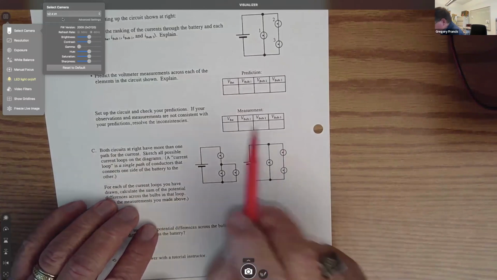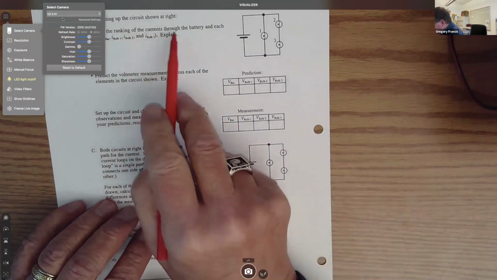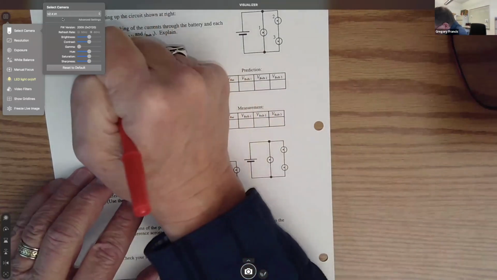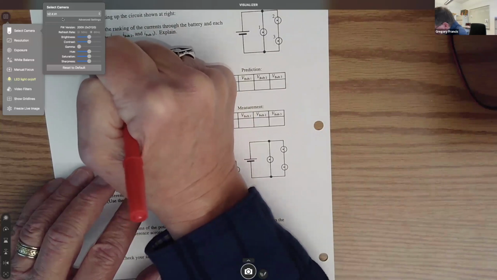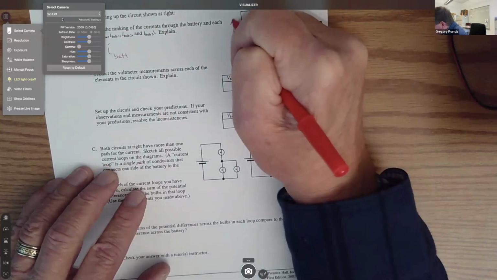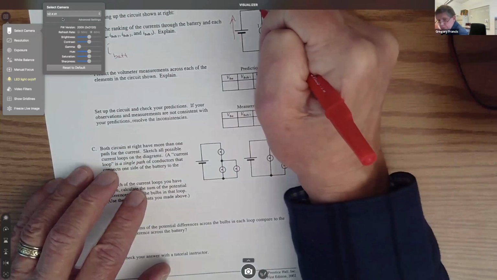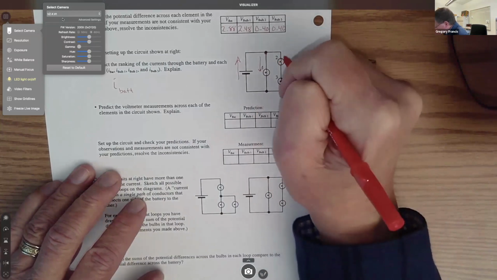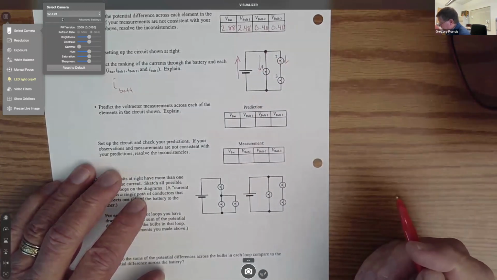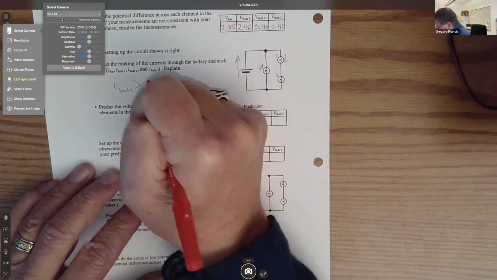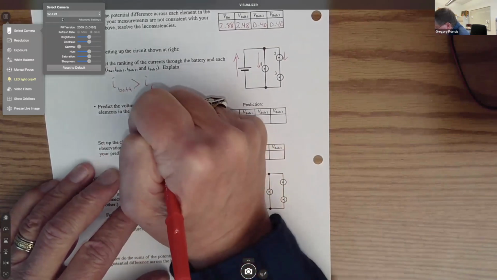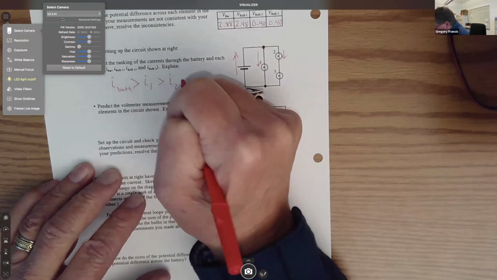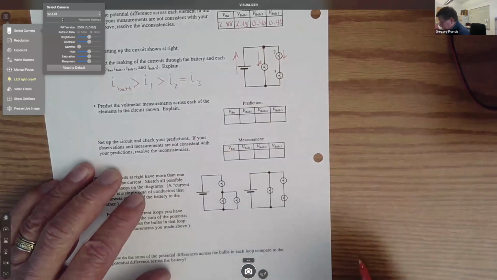Before setting up the circuit shown at right, predict the ranking of the currents through the battery and each bulb and explain. Well, the current through the battery is going to be the biggest because all the current flows through the battery. And then when it gets to this point here, it splits with more than half going the easy branch and less than half going the hard branch. So I would say the next one would be the current through the branch with bulb one, and then that would be greater than the current through bulb two, which has to equal the current through bulb three.